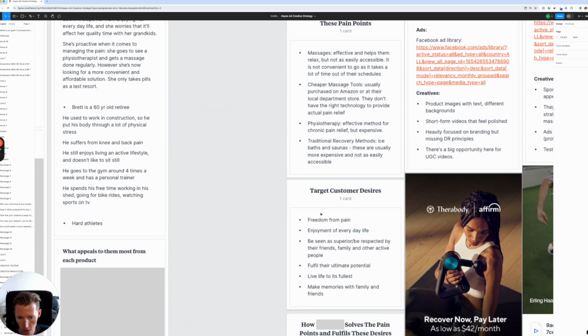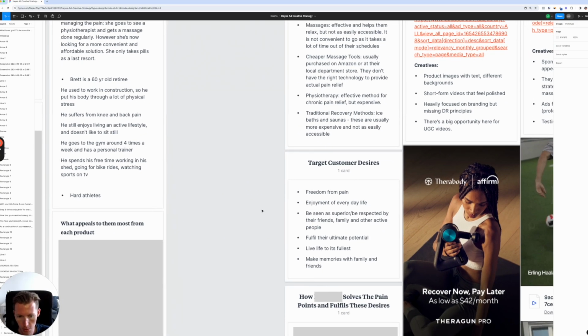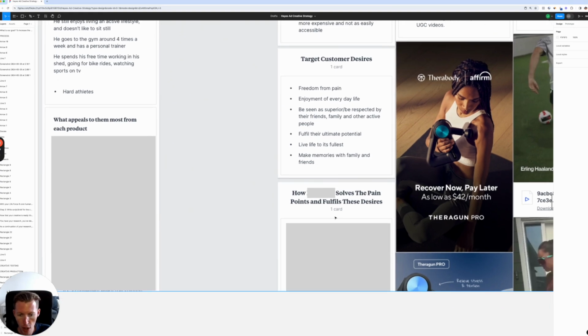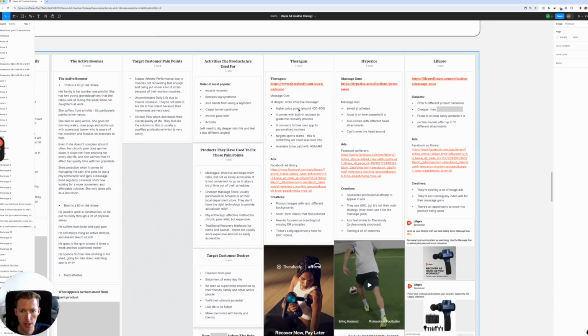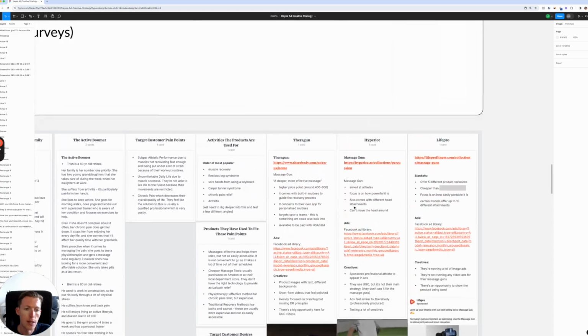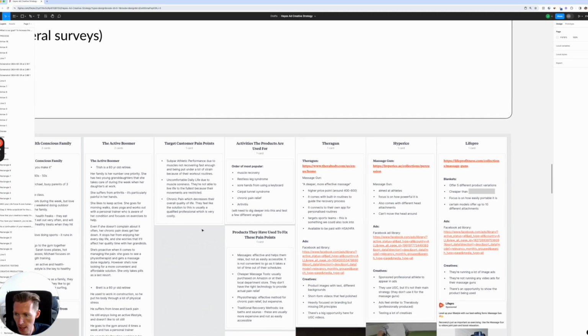Then you go into your target customer desires. Like, what does our customer desire just on a psychological level? And how does our brand solve the pain points and fulfill the desires, right? So just connecting the pain points and desires to our product, right? And how that actually fulfills them. Then we have a competitor analysis. So you can see here we have the websites, we have some information about the competitors, we have the ad library, we have information about their creatives, and we have some examples here. So that's the board we build out.